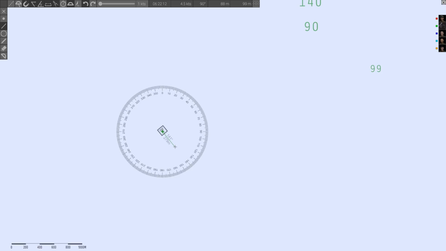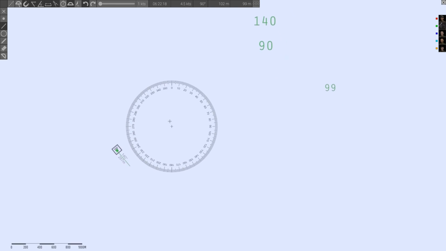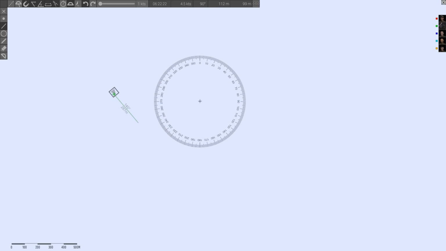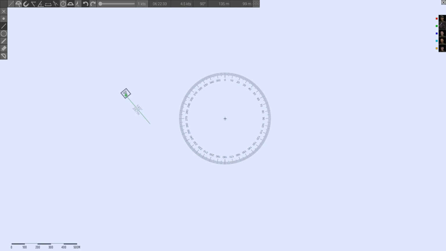And this is why you have a dedicated navigator doing this job, because he can sit here and do these precise little drawings while the helmsman is actually doing the helm stuff. So we'll just let us keep going at 4.5 knots on a 90 heading. And notice that the odometer is ticking up. That's perfectly fine. That'll actually help us.